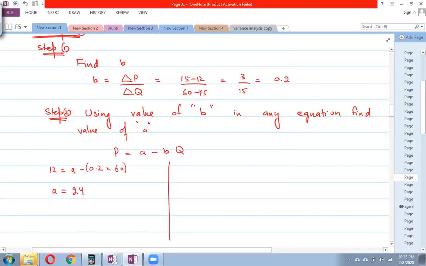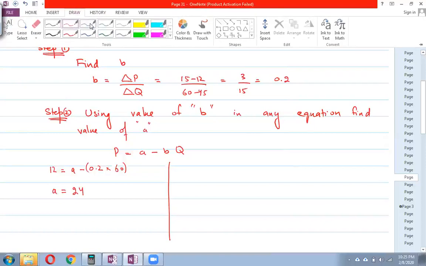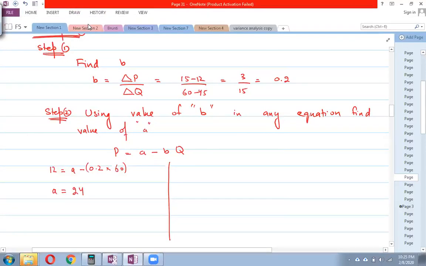Now, you can actually use the other set. You don't have to do both of them. You have to choose one of them, right? If you choose the other set of information, for example, when the price was 15, A minus B, which is 0.2, multiplied by the quantity. At this price, the quantity was 45. So can you calculate the value of A for me, please? It should be 24. Can you give it a try? It should be 24.